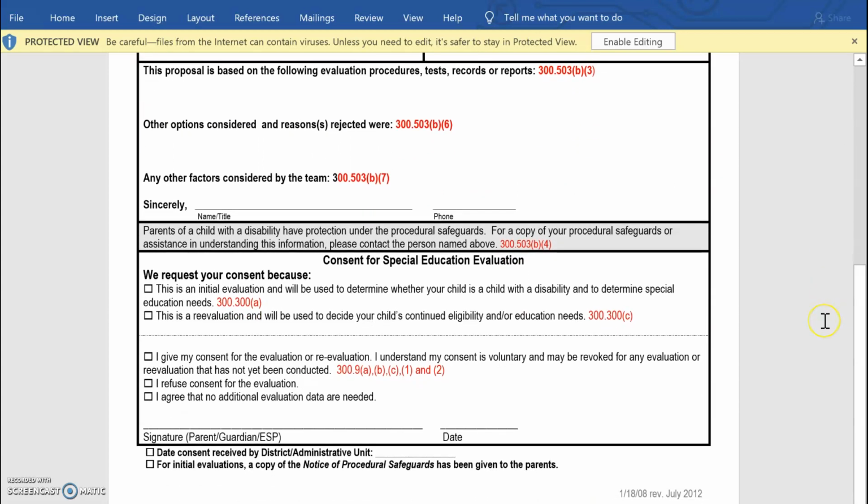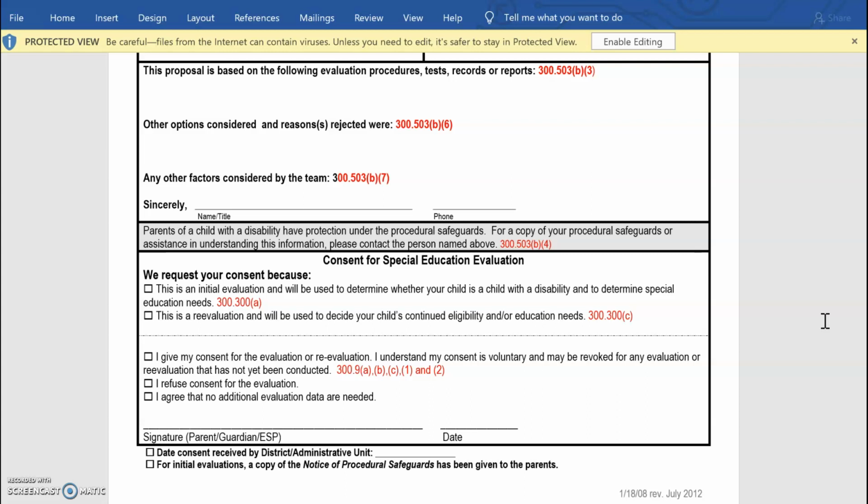This proposal is based on the following evaluation: procedures, tests, records, or reports. This is similar to what we were talking about up there at the top, but we can have some more detail here. So what evidence are you using? You don't just walk along the street and pick a child and say, let's evaluate you for special education eligibility. We're really trying to narrow down and provide to a family here the reasons that we're conducting this evaluation. Some families are wary of an evaluation or don't want one, so we need to show the reasons and show why, and that this truly is in the best interest of the student.